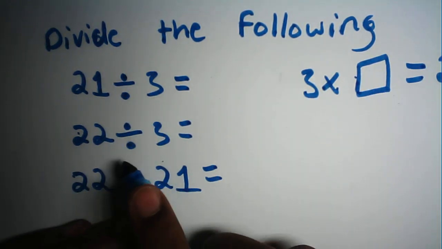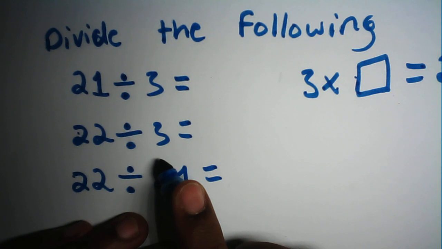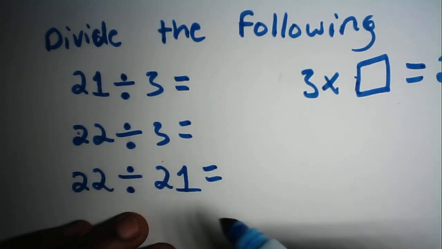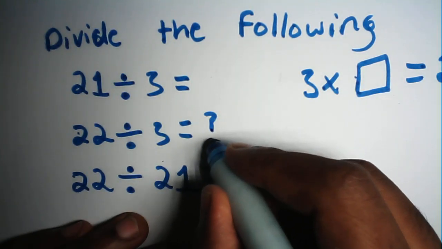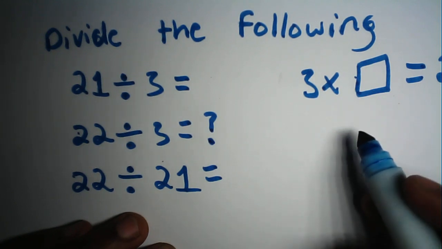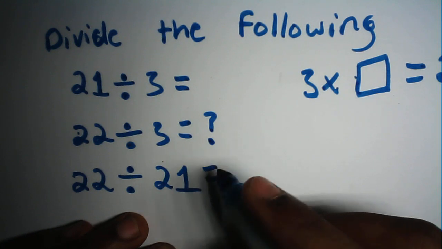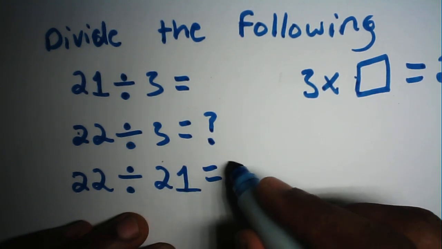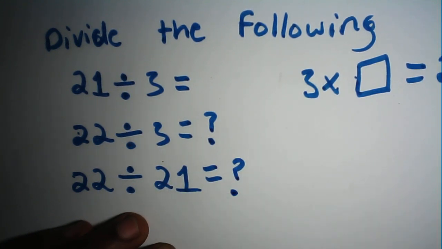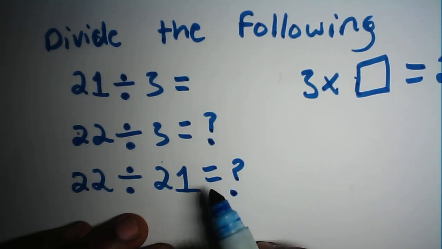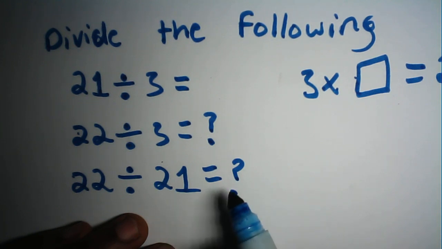But now we have, say, 22 divided by 3. How do we find the answer to something like this, rather than something like that? Also, something like 22 divided by 21. Of course, if you had a calculator, you would just plug the numbers in and it gives you an answer, whether it's a fraction, a mixed fraction, or a decimal. But now we want to do this by hand, on paper.